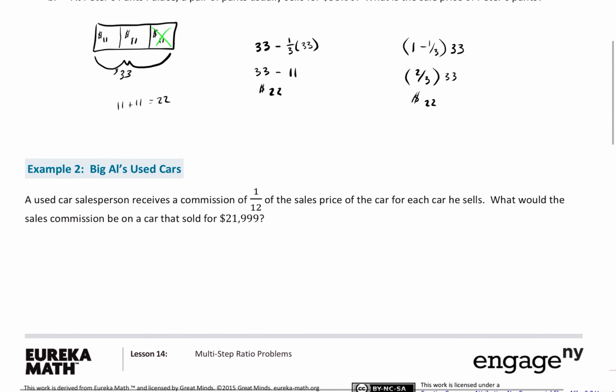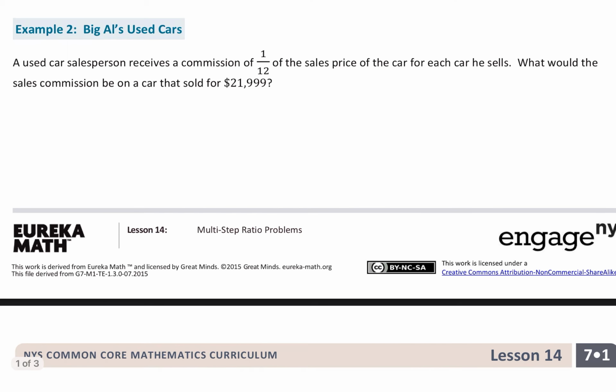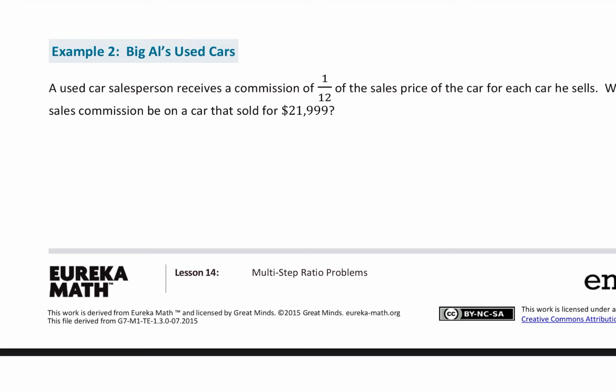Okay, continuing on, here we have a used car salesman who receives a commission, so that's how they're paid. They get a commission of 1/12 the sales price for each car that he sells. So if he's selling a car for $21,999, it'll be important to the salesperson to figure out how much he is going to make. So we want to find his commission.